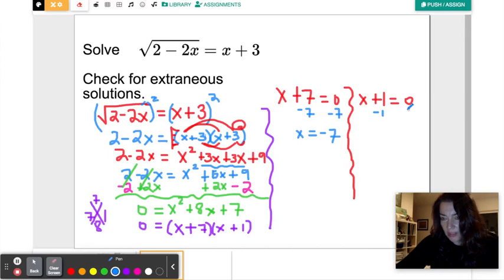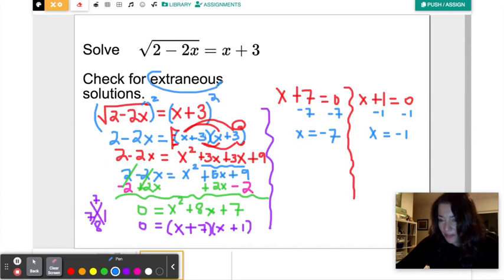X plus 1, we're going to subtract 1 on both sides. X plus 1 equals 0. So we get x equals negative 1. Now we do not say these are solutions yet until we have checked for extraneous solutions. What does that mean, extraneous solution, right here?